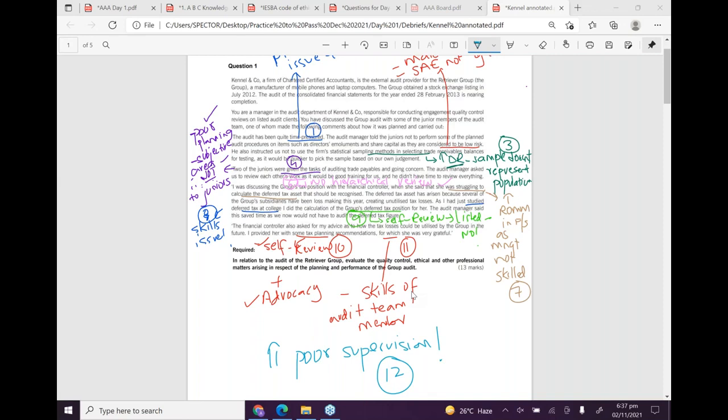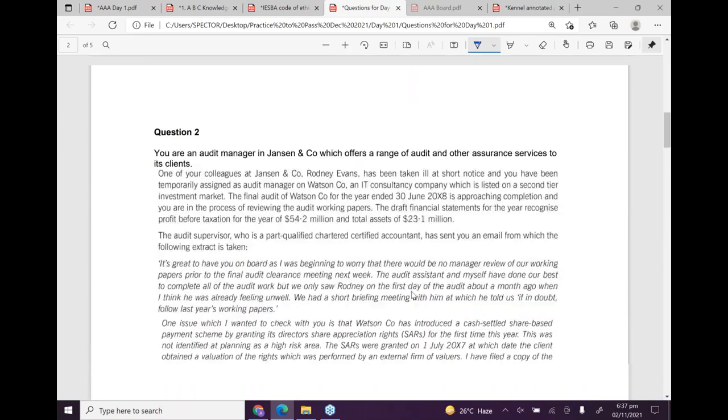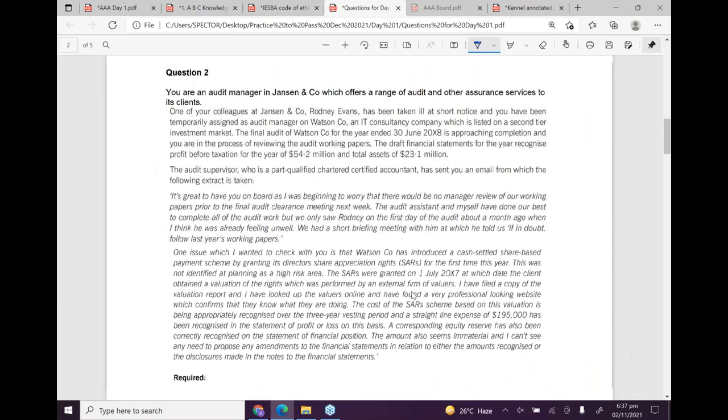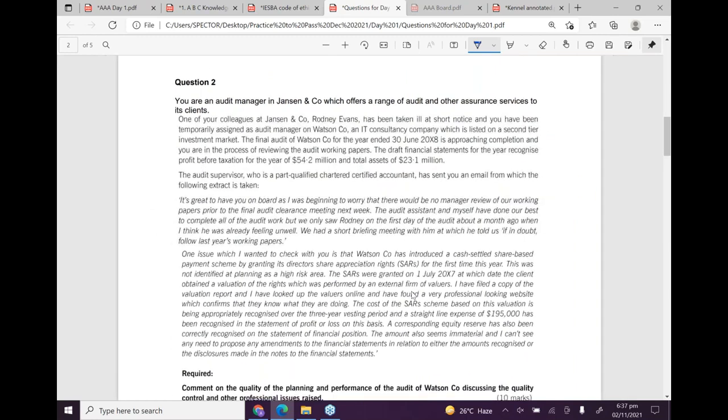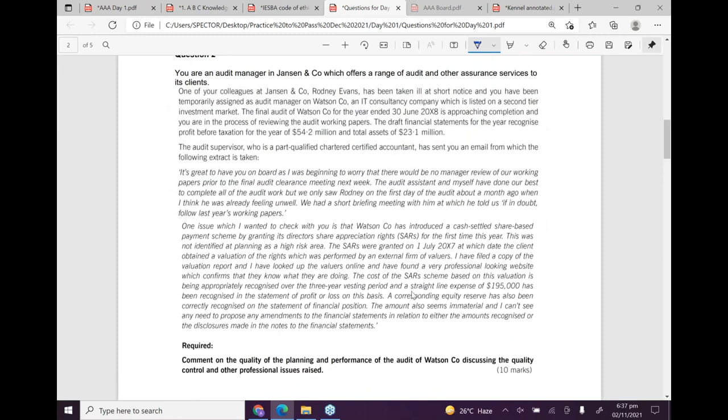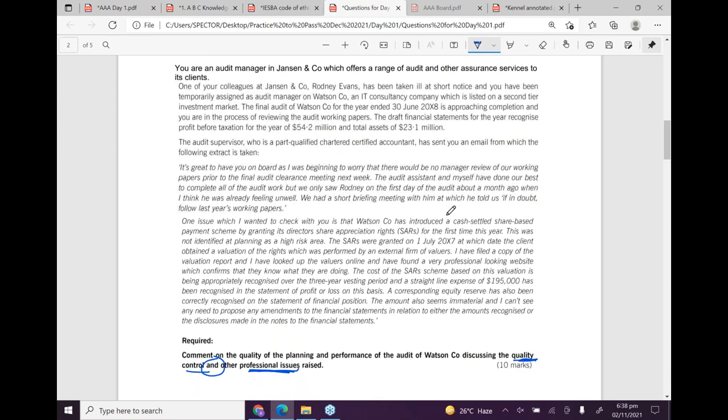Okay. Moving on to the same handout, and we're now going to be doing question number 2. If you are a student who does not know accounting or audit, then you are going to struggle with this one. Once again, let's read the requirement first. It says, comment on the quality of the planning and performance of the audit, discussing quality control and other professional issues. So the easy ethics marks, unfortunately, they are gone. 10 marks basically means 15 minutes in the actual exam.